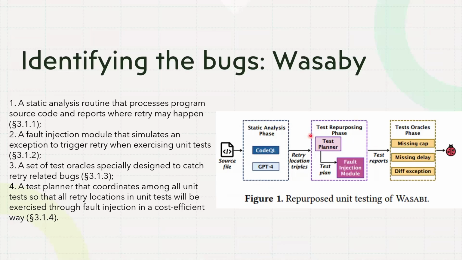After that, the fault injection module inserts faults inside the system, and using already pre-existing unit tests, they test the code again and again to see if the retries are doing the job properly. All of this is also accompanied by test oracle phases that help the system check things like missing cap, missing delay, and different types of exceptions thrown during the run. So a static analysis routine processes program source code and reports where retries may happen.